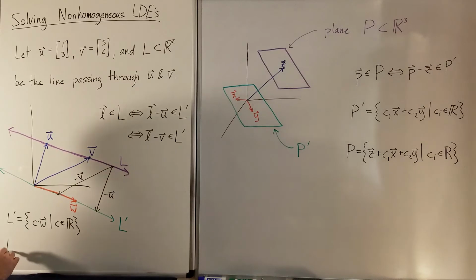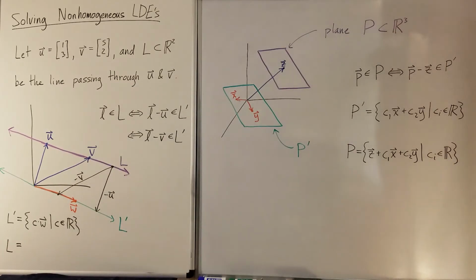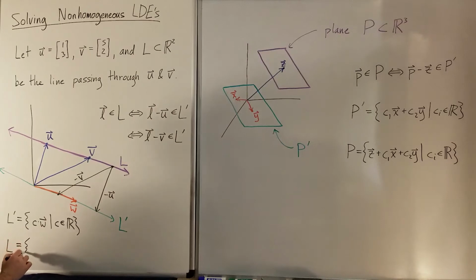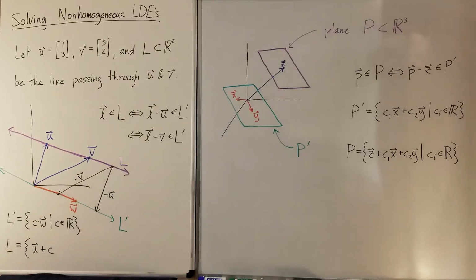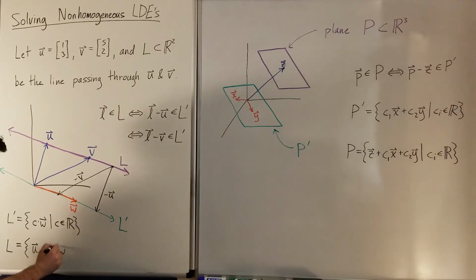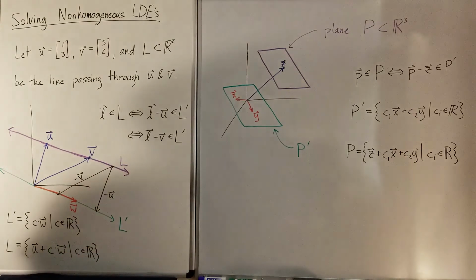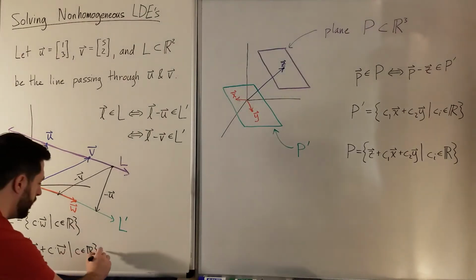Okay? So if we know this is the set of vectors for L prime, then we can come up with a set of vectors for L. L is a set of vectors which, after subtracting u from them, we get to something like this. So we just need to take something like this and add u to that. Okay. We could have also done the same thing for v.